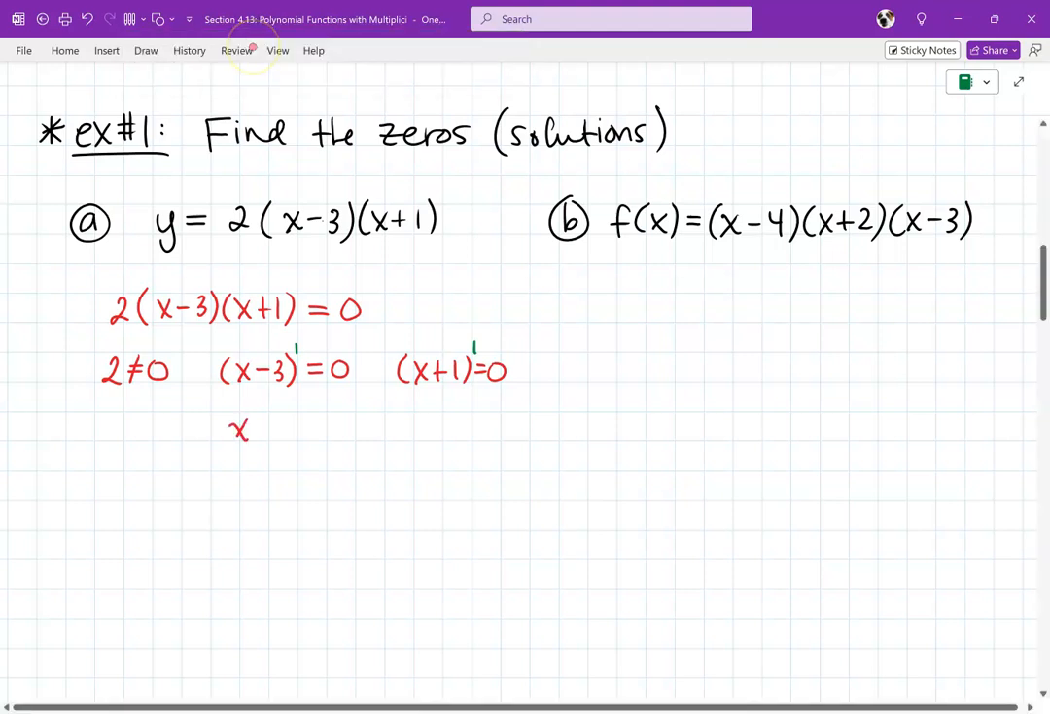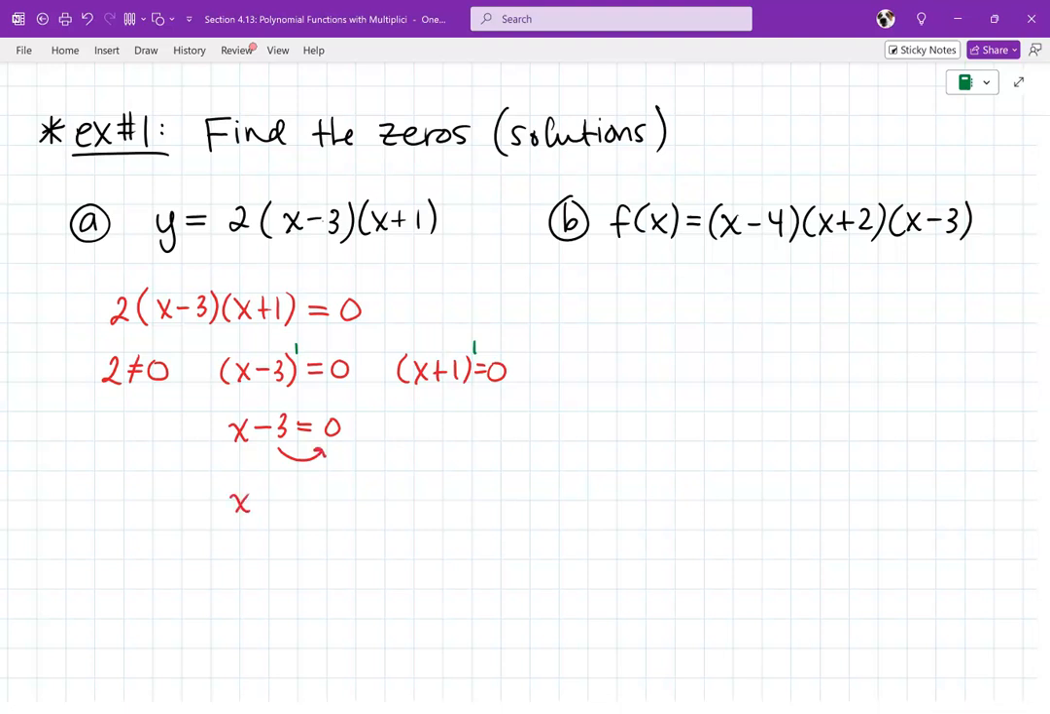So, let me just rewrite it. X minus 3 equals 0. I'm going to move the 3 over. So, x is equal to 3. Okay? And then this one, X plus 1 equals 0. So I'll move this over. X is equal to negative 1. Okay? So, my answers, well, x is equal to negative 1 and 3.